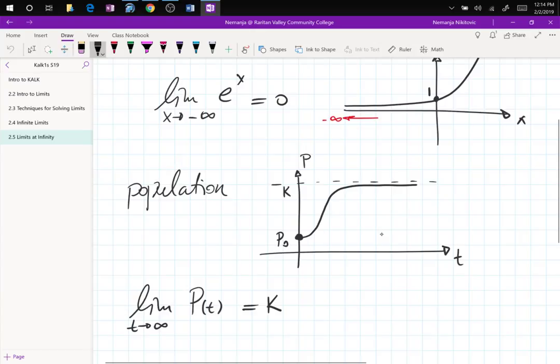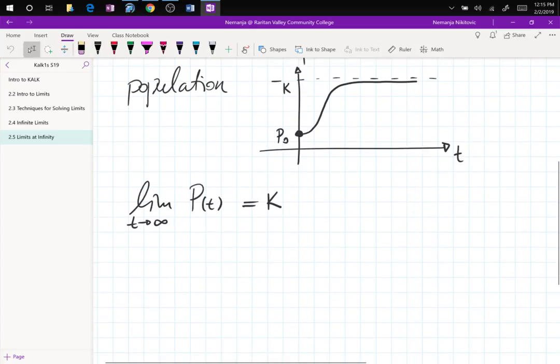So when you look at both of these examples, the e to the x up there and the population one on the bottom, what you see is that there is this horizontal line that y values are approaching. And from there, we conclude that this limit is perfect for defining the horizontal asymptote that you learned about in your pre-calculus class.